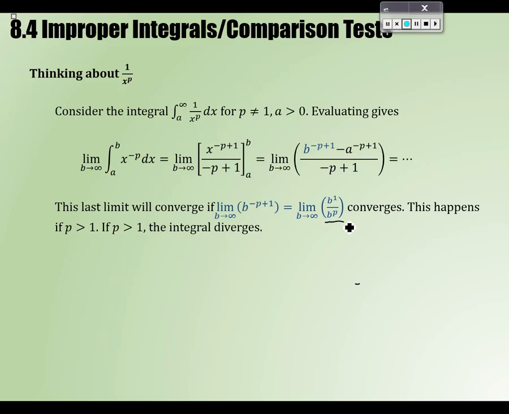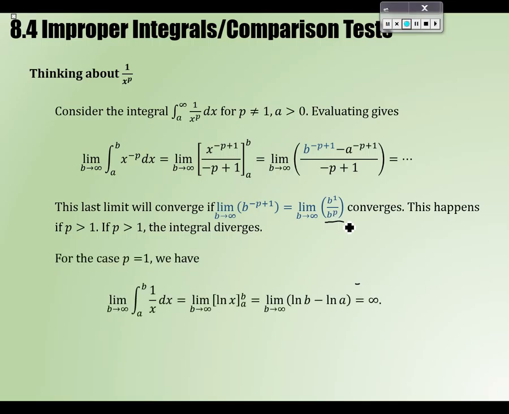If p is greater than 1, like if we have b to the first over b to the second, then that definitely converges. And if p is even 1.1, this will converge to 0. If p is 0.9, then that's a problem. So we'll state the result in the end. If p equals 1, obviously we have 1 over x, and the limit diverges also.